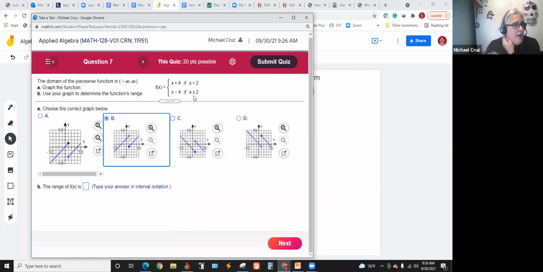Because immediately upon getting to the 2, that 2 goes to the new line. So that's why we use this one. So this means it does not include 2, hence the circle. And this one does include 2 when it starts off again.